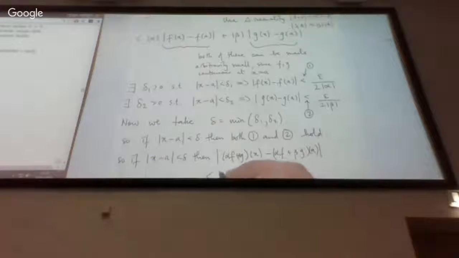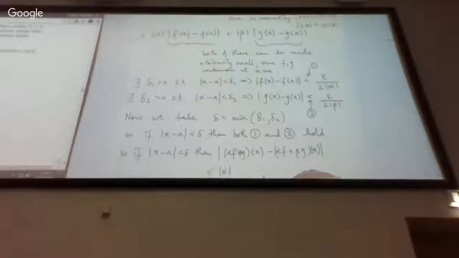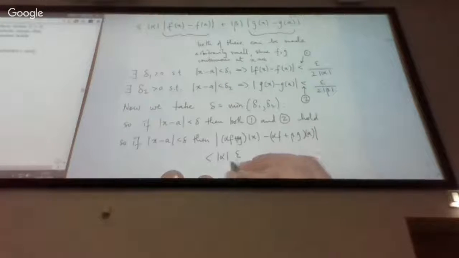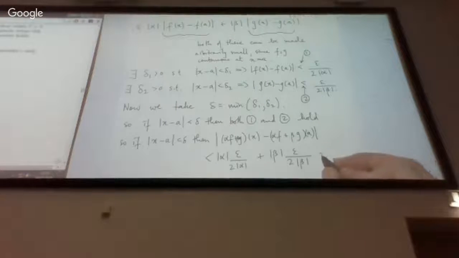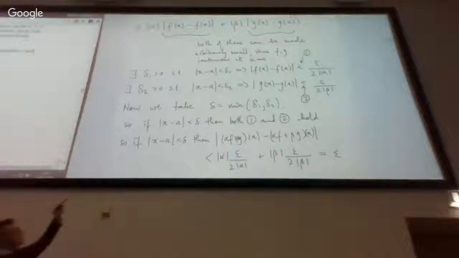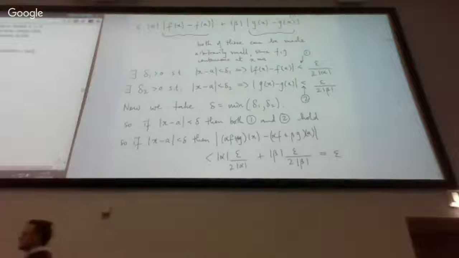So this is strictly less than absolute value of alpha times epsilon over 2 times absolute value of alpha, plus absolute value of beta times epsilon over 2 times absolute value of beta. And see this, when you clear the alphas and clear the betas, this just comes out as epsilon. So, sorry, a little bit squashed up there. So this here is alpha f plus beta g, just that linear combination I've been writing all the time.